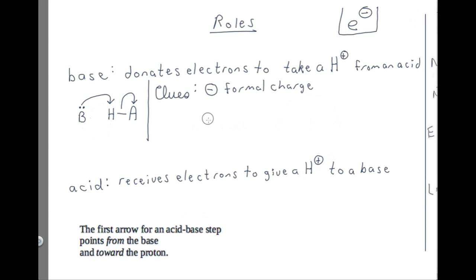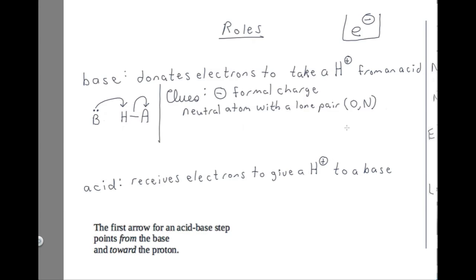But what do you do if none of the starting materials has a negative formal charge, or if the atoms with the negative formal charges are not great bases? What's another clue for a base? Well, the same as the clue for a nucleophile. Remember, when can we use a neutral atom as a nucleophile? Well, we can use neutral atoms with lone pairs as nucleophiles, and the same is true for a base. We can use a neutral atom with a lone pair as a base. That will generally be neutral oxygen, although occasionally you might also use neutral nitrogen as a base.